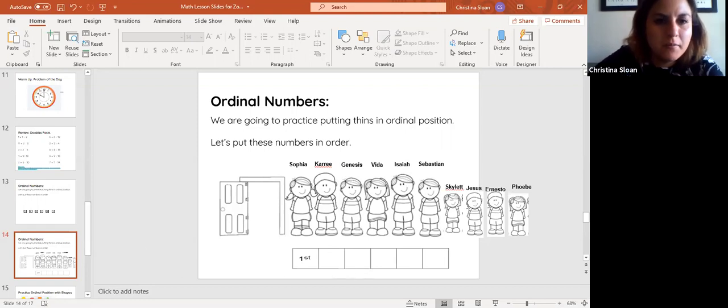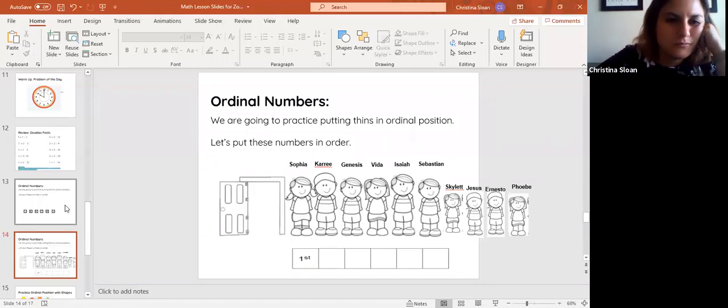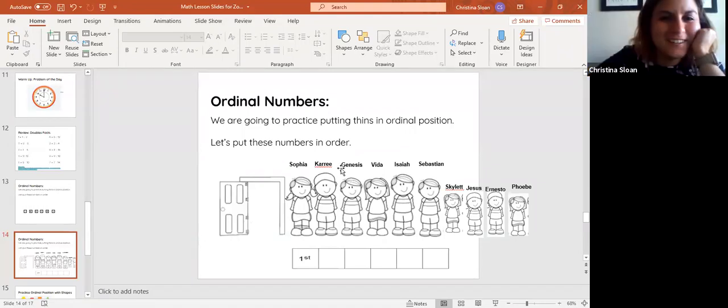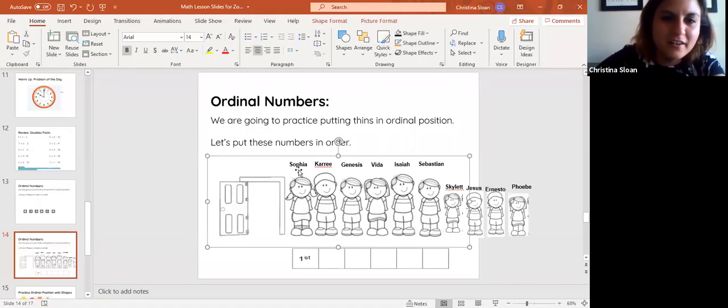Who can tell me who is number 1? Who's the first person in our line? Sophia, who's the first person in our line? Me? You? Okay, thank you, Sophia. Sophia is the first person in our line.